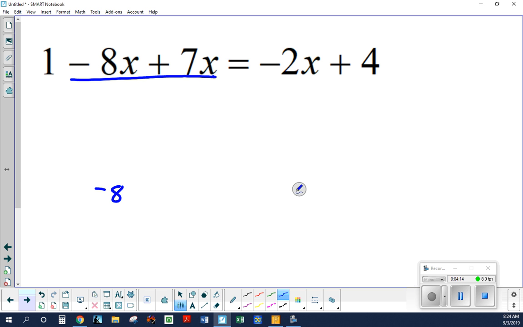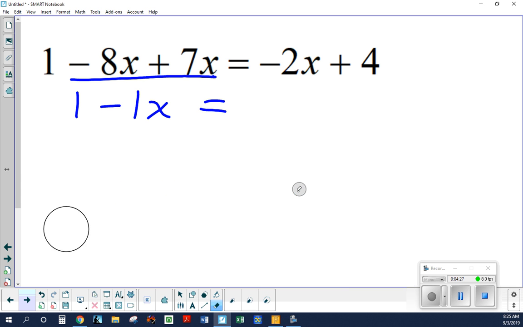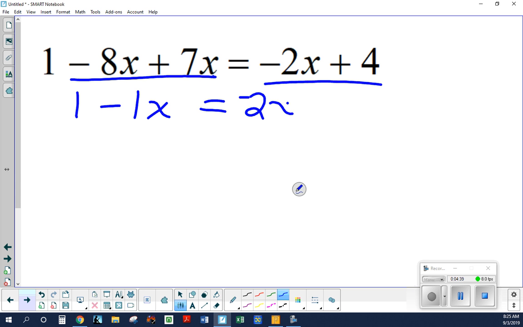A negative 8x plus a 7x is equal to a negative 1x. That's all we're doing since they're on the same side. We're not doing opposite operations or anything like that because we're not trying to cancel out an x. We're just trying to combine them together. Instead of writing it as 2 separate terms, a negative 8x and a positive 7x, we're trying to combine those 2 together. Now on the right side, I can't combine like terms because 2x and 4 are not like terms, so I just leave that alone for now.